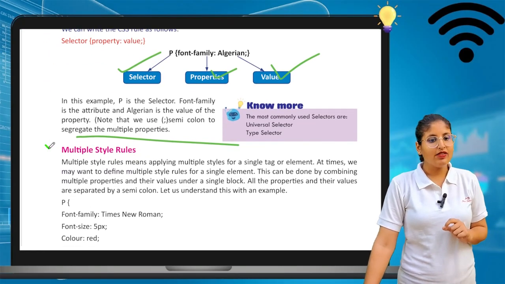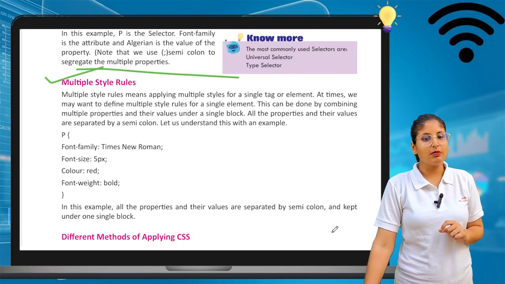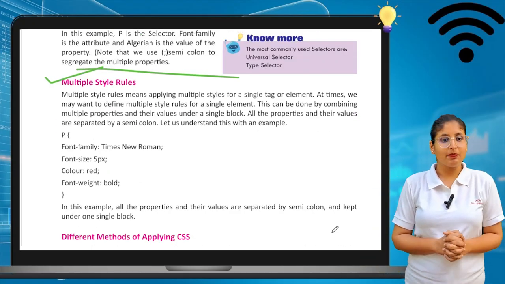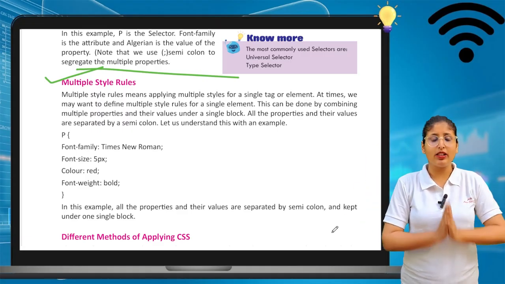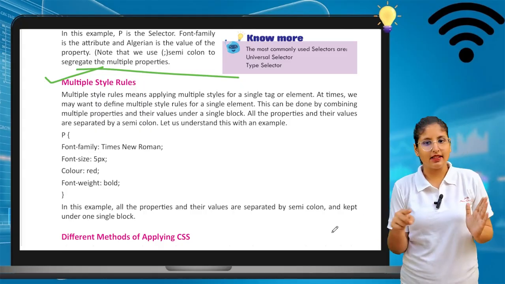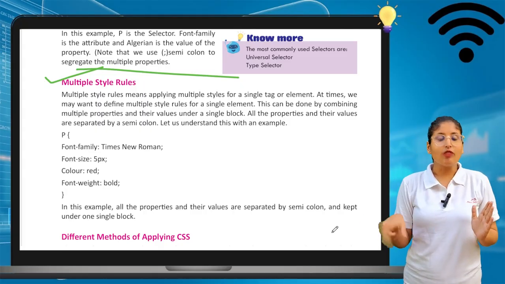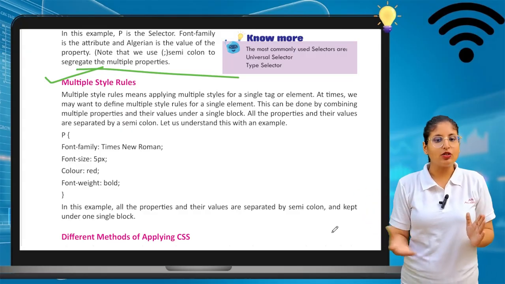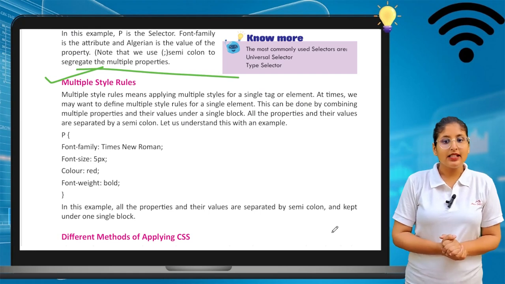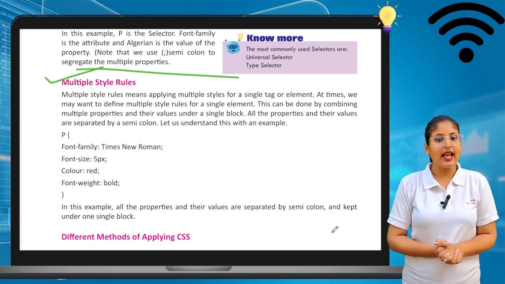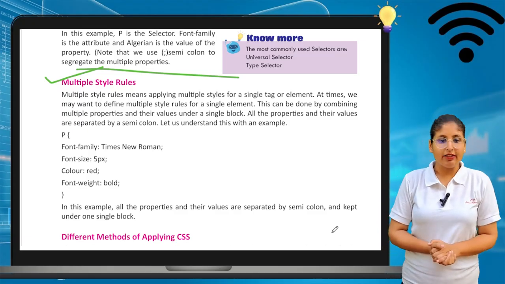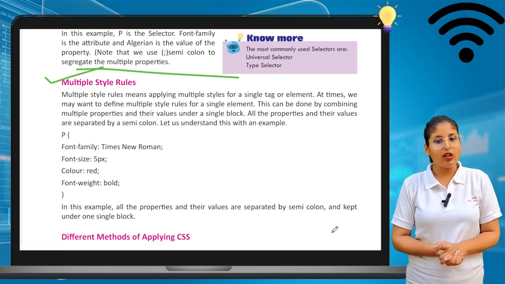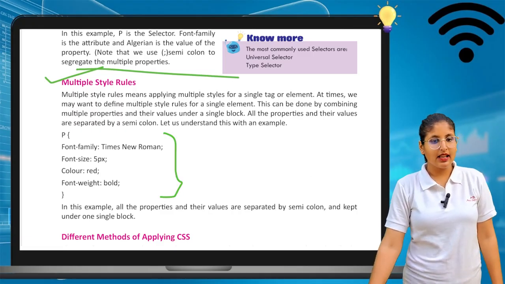Now we will see multiple style rules. What are the multiple style rules we use in CSS? Multiple style rules means applying multiple styles for a single tag or element. At times we want to define multiple style rules for a single element. This can be done by combining multiple properties and their values under a single block. All the properties and their values are separated by a semicolon. Let us understand how.